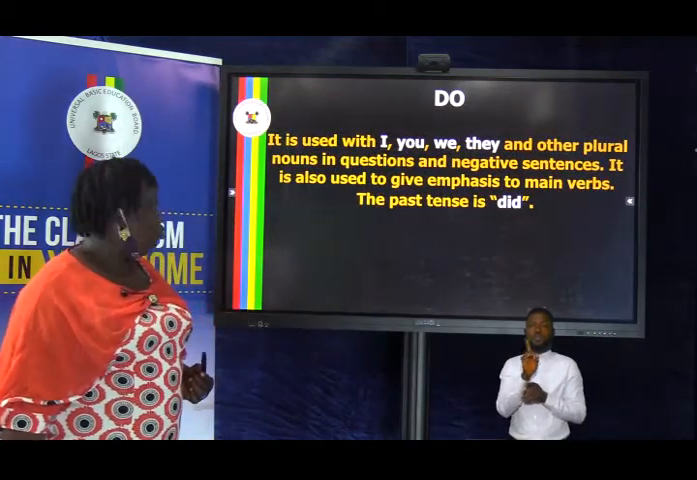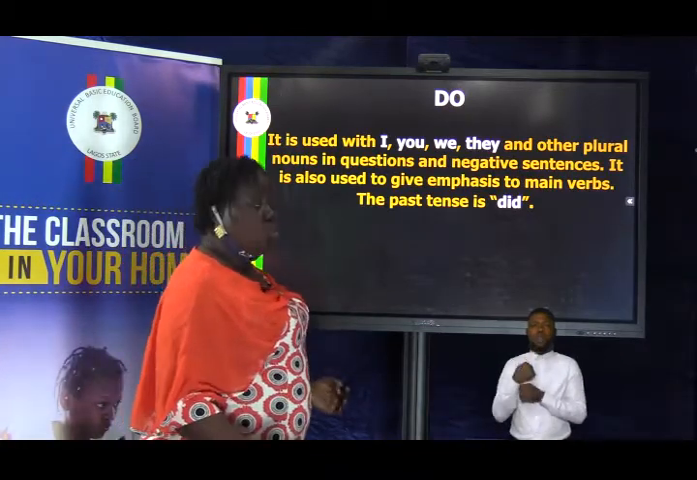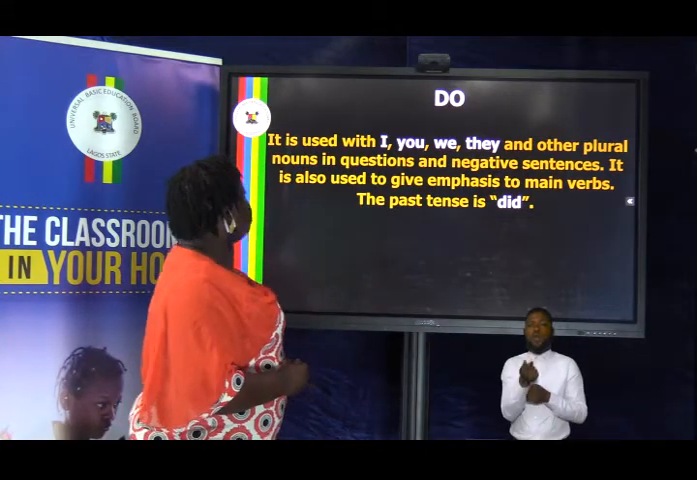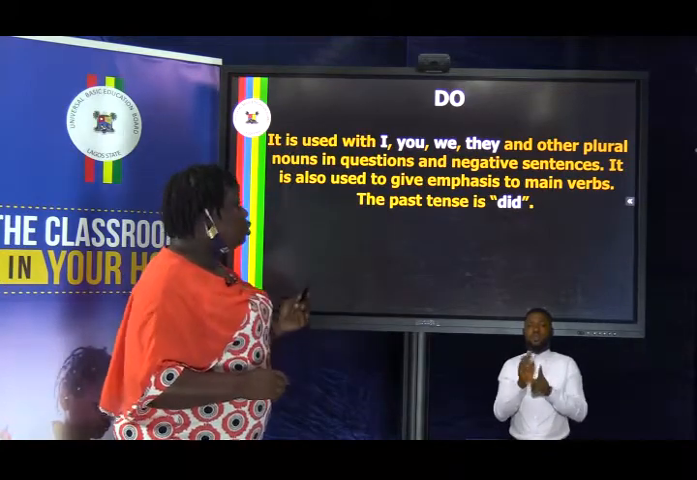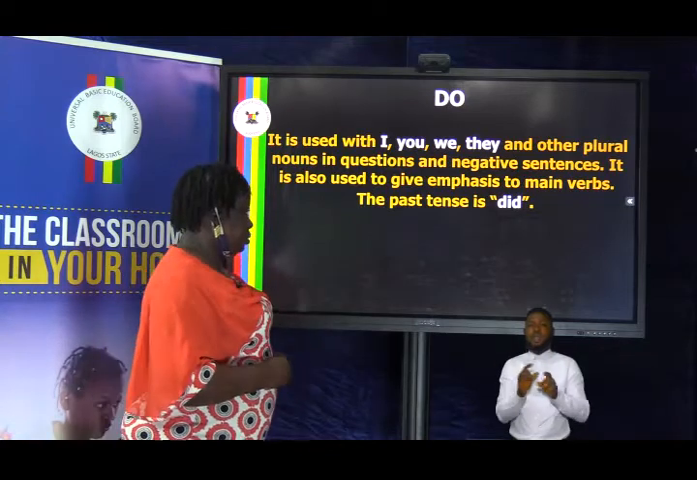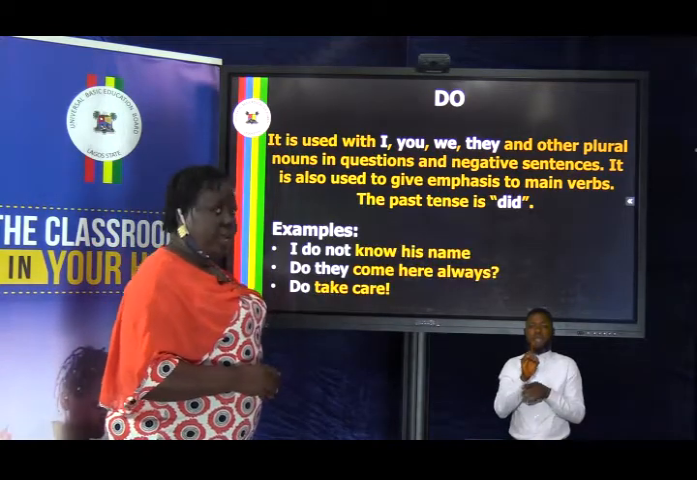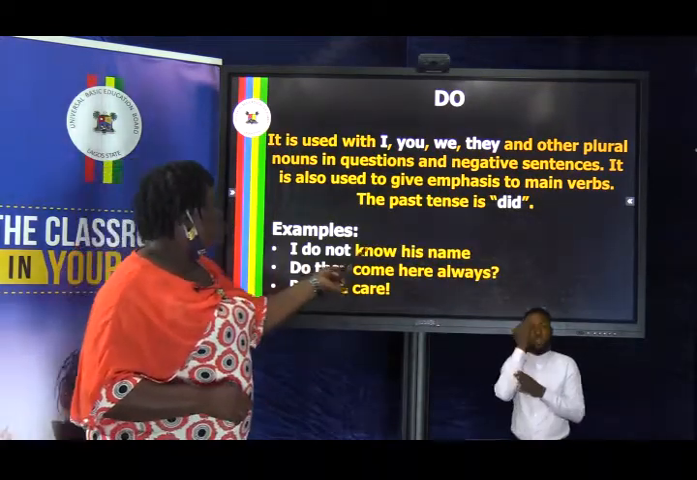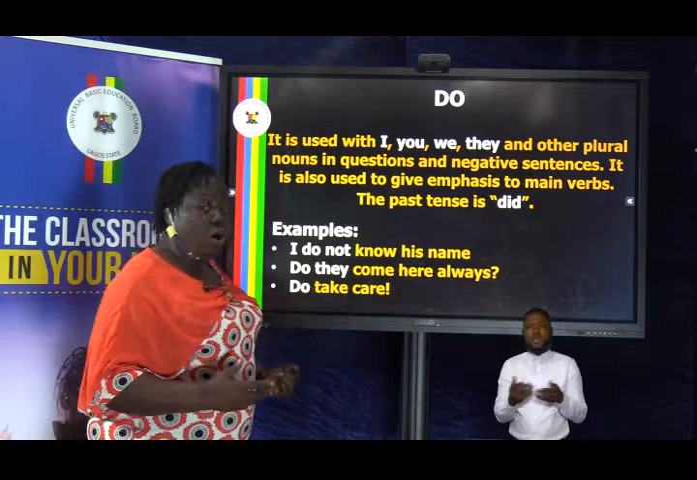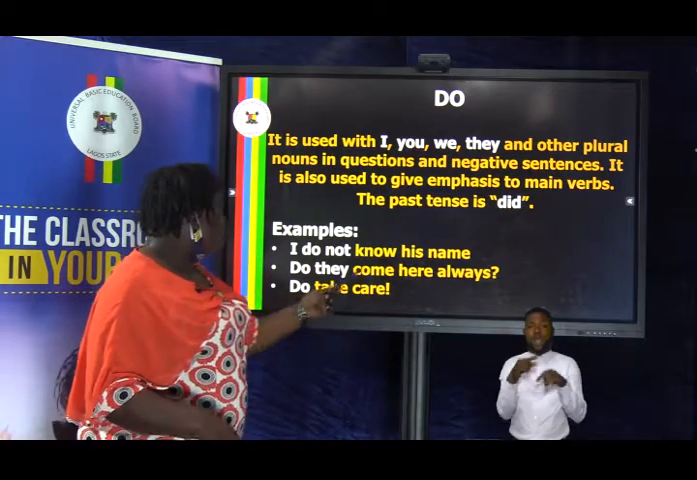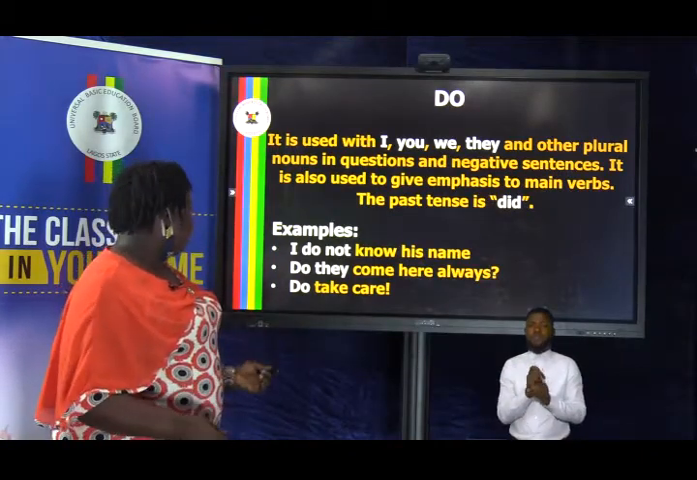Do. D-O. We use do with I, you, we, they, and other plural nouns in questions and negative sentences. It is also used to give emphasis to main verbs. The past tense of do is did, D-I-D. Here are examples. I do not know his name. Do they come here always? That's the question. Do take care.